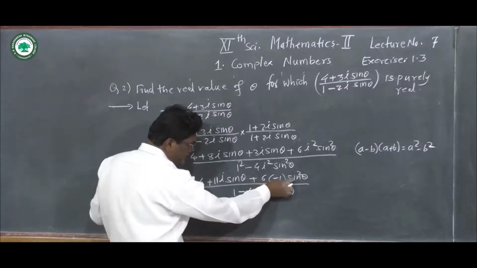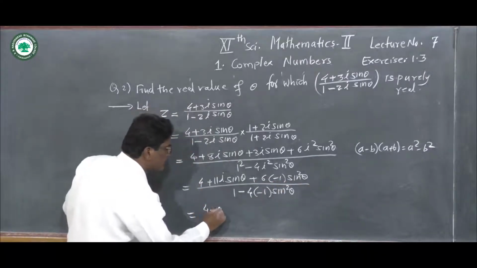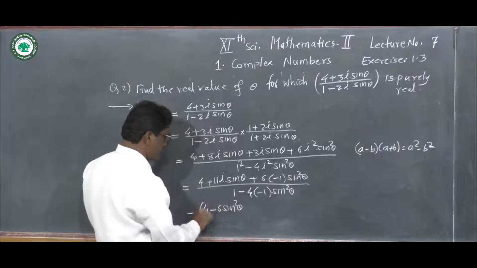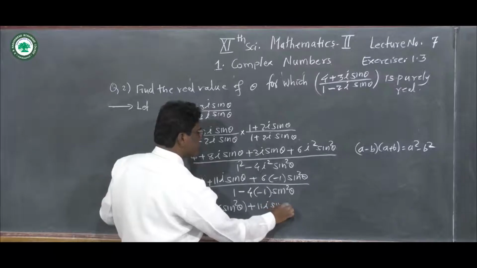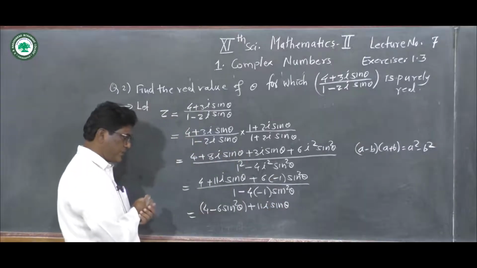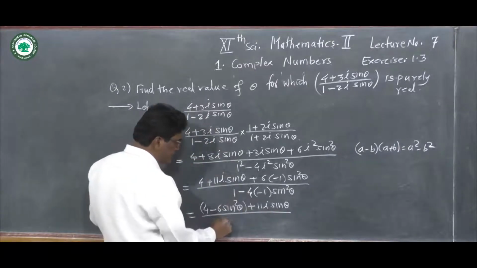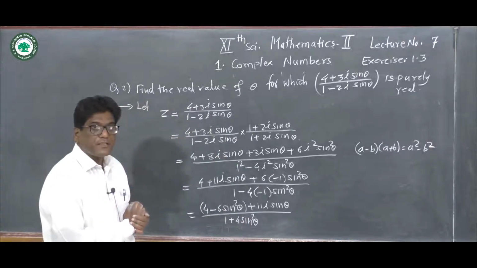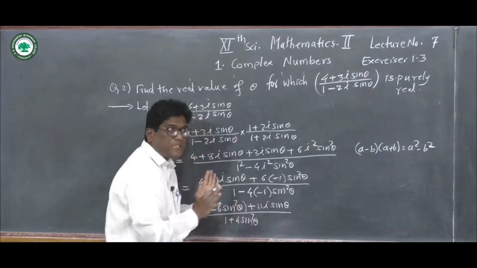So this minus 6 sin square theta is real, and this real we collect these terms. So 4 minus 6 sin square theta, this is the real part, plus here 11i sin theta, divided by 1 minus and minus plus, so 1 plus 4 sin square theta. So we divide this 1 plus 4 sin square theta to this real part and this imaginary part separately.